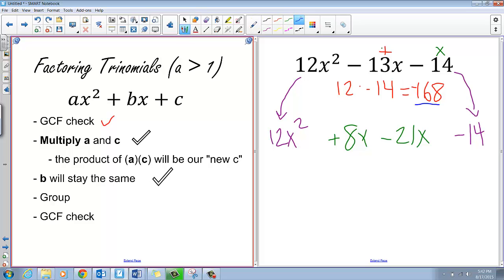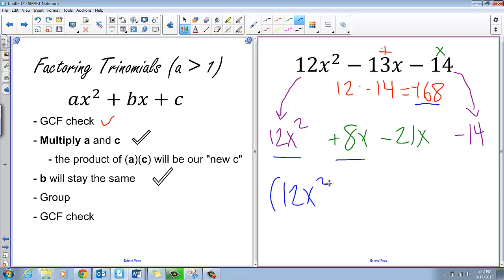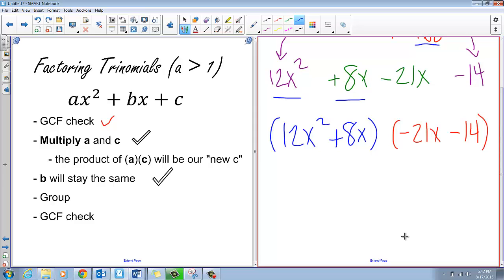So I'm just going to take these first two terms and they're going to become a group: 12x squared plus 8x. Alright, and then this group is going to become negative 21x minus 14. Alright, this grouping step is kind of a big one. So it's an all-encompassing word there.